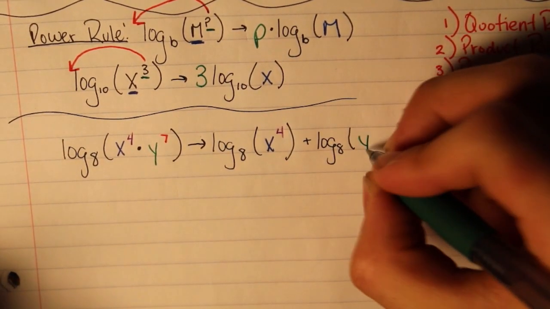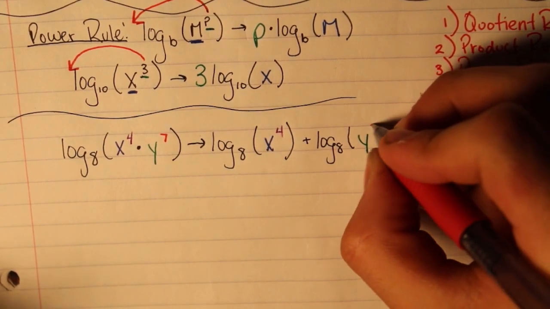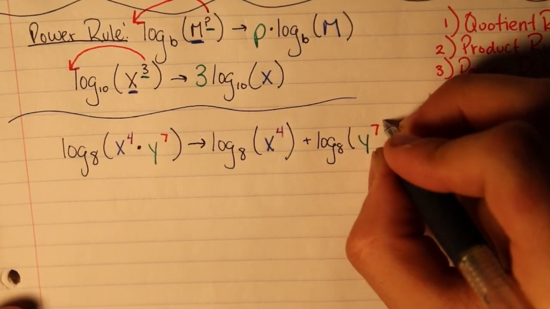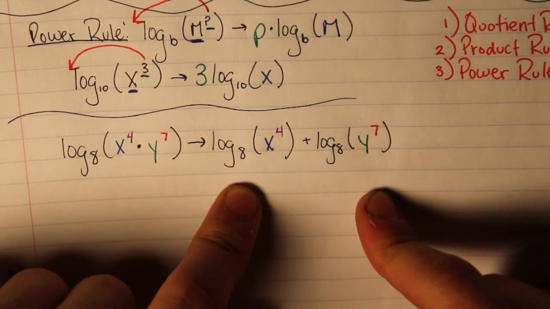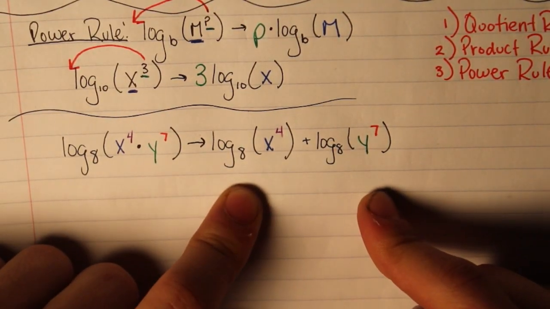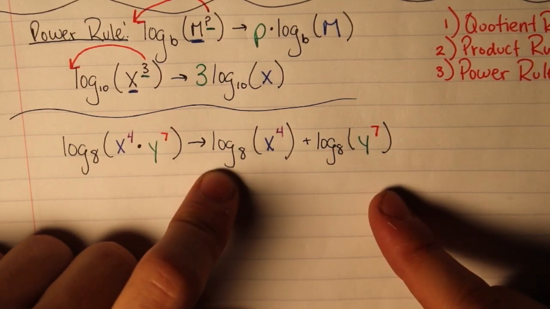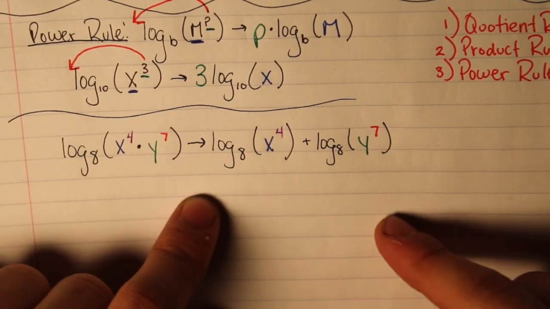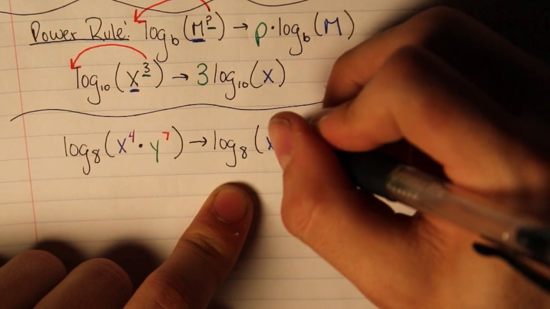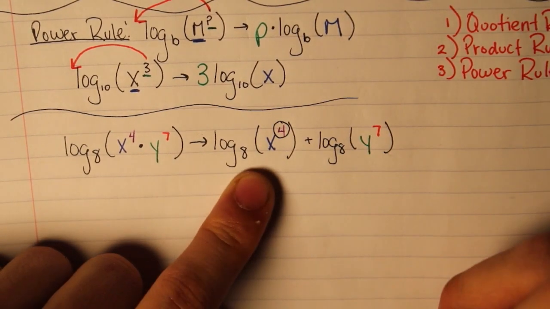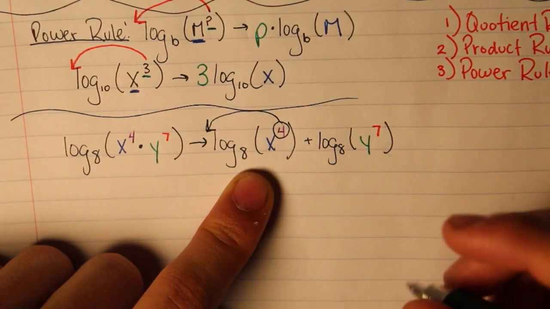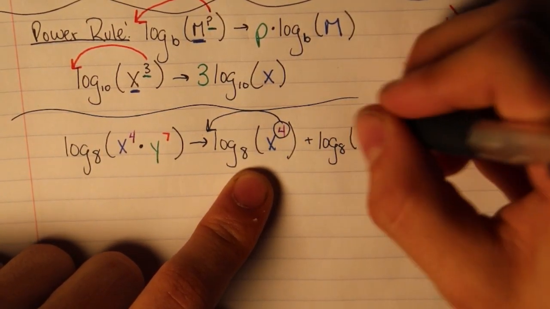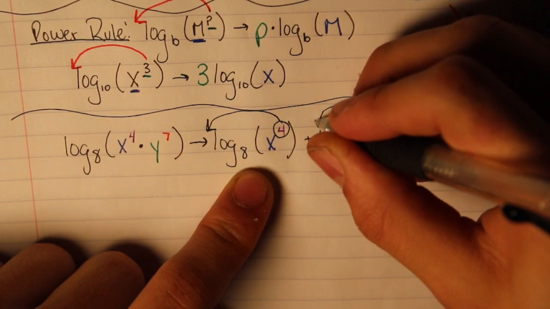Of y to the 7th power. All right, we separated our 2 terms. We have 2 separate logs now. Now I can do the power rule, right? Because we don't have a quotient, we don't have a product, we only have our powers. So I'm going to take this exponent here, this 4, and move it to the front of this log. I'm going to take this 7 here, and move it to the front of this log.